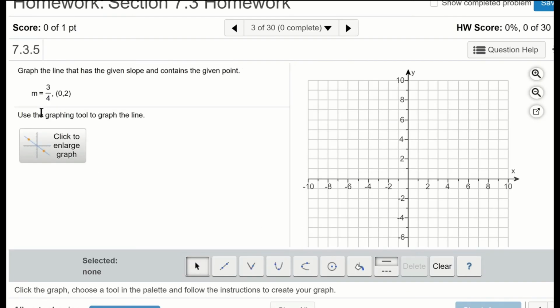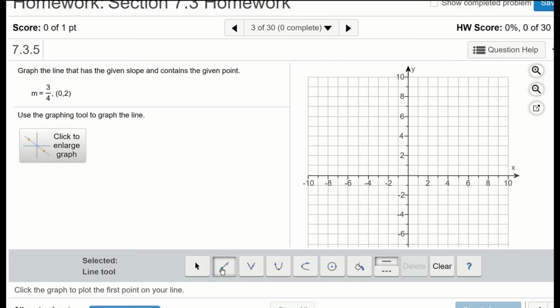All right, so here's a basic problem where we're given a slope and a y-intercept and asked to graph the line. So remember, we're going to start at the y-intercept. So let's go ahead and choose the line tool. The line with the y-intercept is 0, 2, so we'll go ahead and click there. And now the slope is 3/4, so we know what that means.